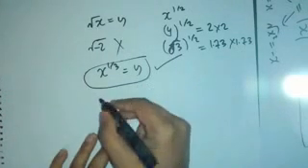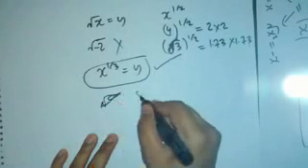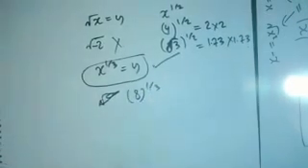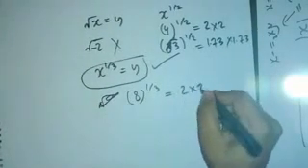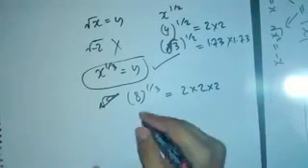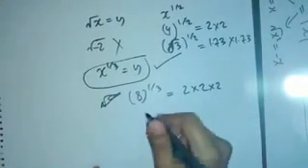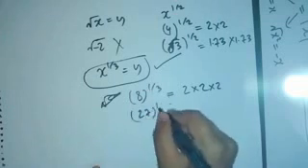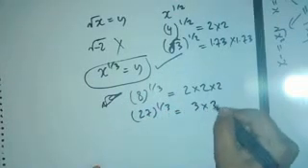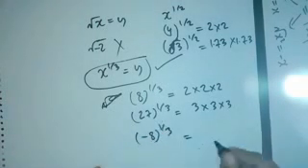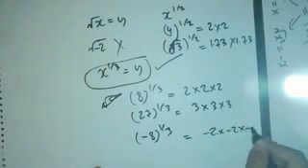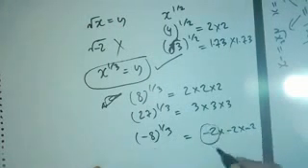Now if we take 8 raised to power 1 by 3, this means what should I multiply 3 times to get this number? If we multiply 2 three times, we get an 8, right? If we multiply 3 three times, we get 27. But what if I take minus 8 raised to power 1 by 3? If I multiply minus 2 three times, I am getting a minus 8. So minus 2 can be the answer.